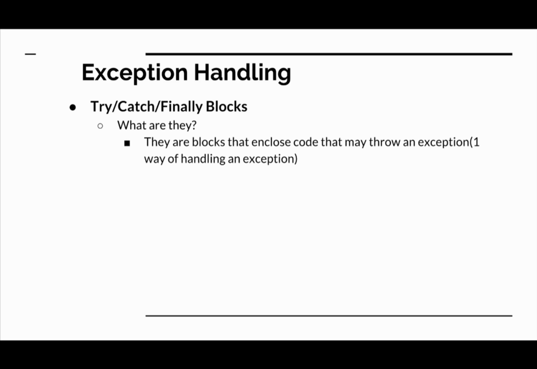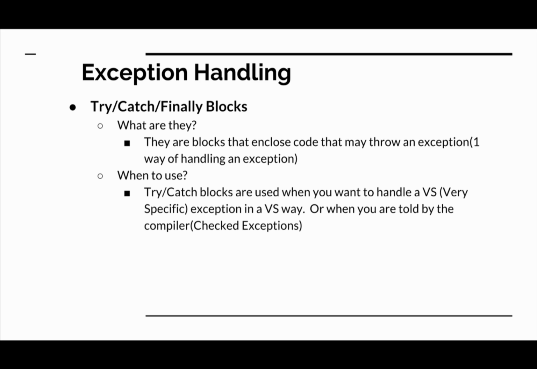the JVM do it for you, or throw the exception. The other one is you can use try-catch blocks, try-catch-finally blocks. So what are they, right? They're just blocks that enclose code that may throw an exception, and you may want to handle it in some way, right? So when should you use it? If you want to take care of some very specific exception in a very specific way.